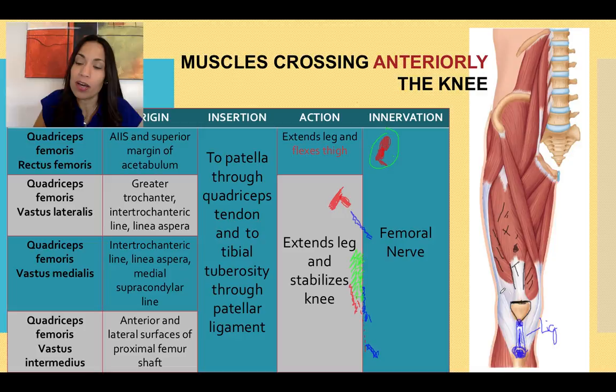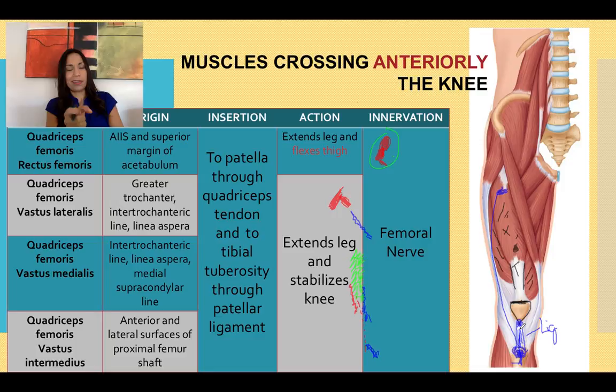So it makes sense. If I have a muscle from the femur, from any place here at the femur, it crosses anteriorly the knee joint and inserts right here on the tibia. When I contract that muscle, I pull the tibia, right? Lift the tibia. And that movement is called extension of the leg at the knee. Innervation of all of these muscles is given by the femoral nerve.